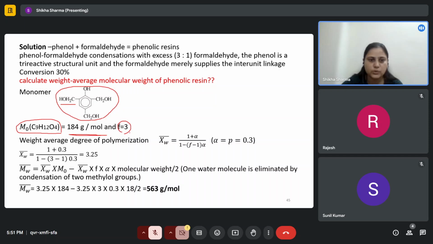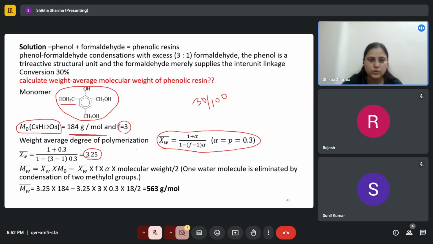We need to calculate the weight average degree of polymerization, which is (1 plus alpha) divided by (1 minus (F minus 1) times alpha). Alpha is the extent of the reaction, equal to 0.3, since it is given as 30% conversion, so 30 divided by 100 is 0.3, right? So the weight average degree of polymerization is 1 plus 0.3, divided by 1 minus (3 minus 1) multiplied by 0.3. So the weight average degree of polymerization is 3.25.